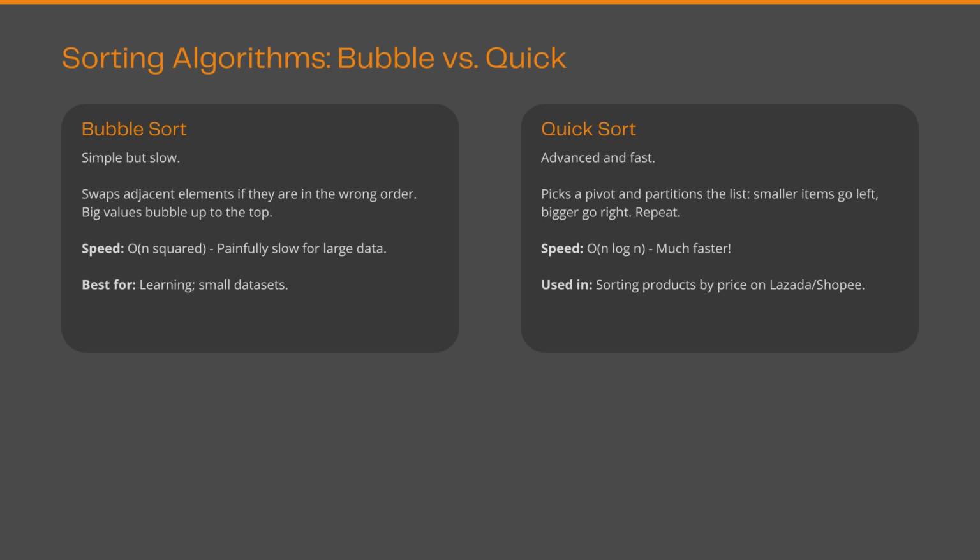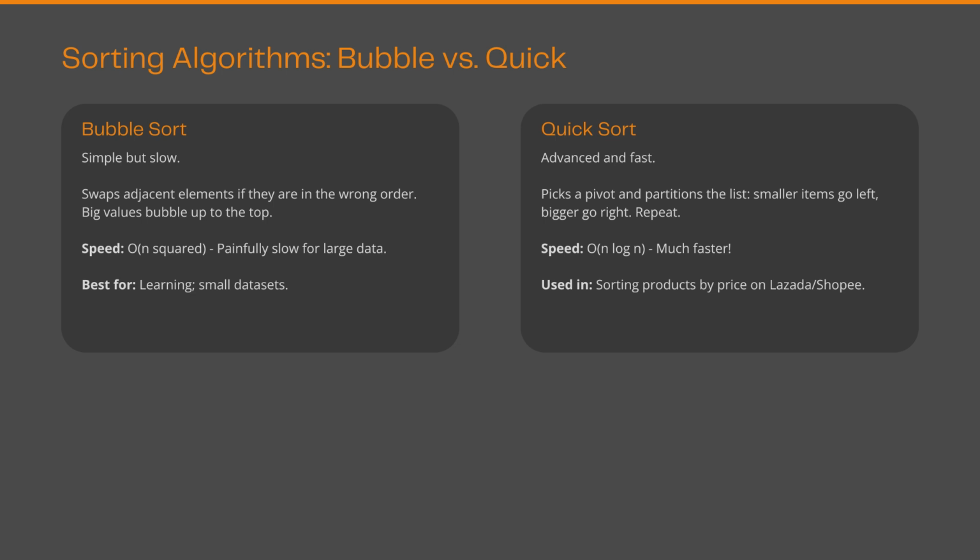It's like a line of students where you compare the first two. If the taller one is in front, they swap. Then you compare the next two. The big values bubble up to the top. It's easy to code. But if you have a million items, it's painfully slow.